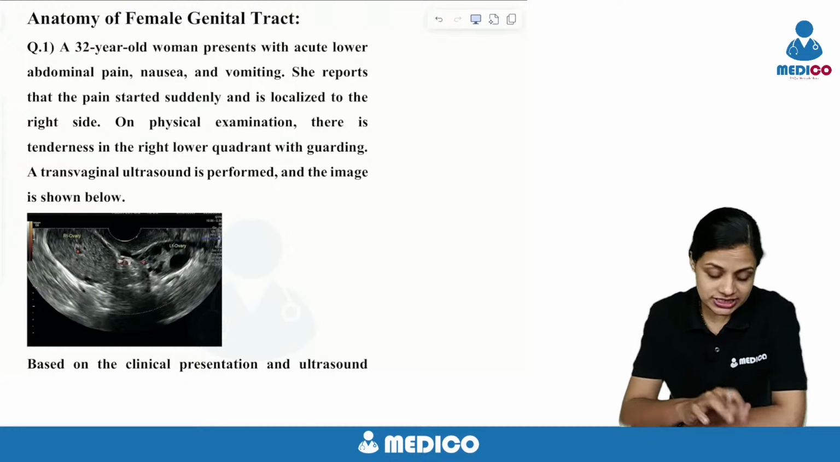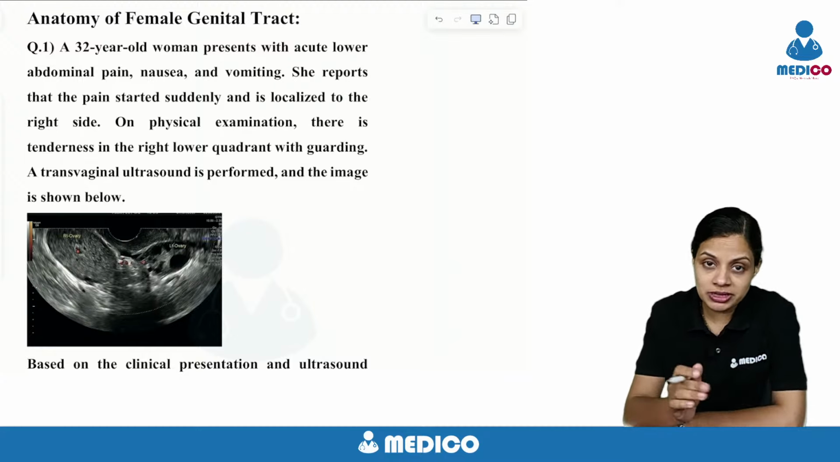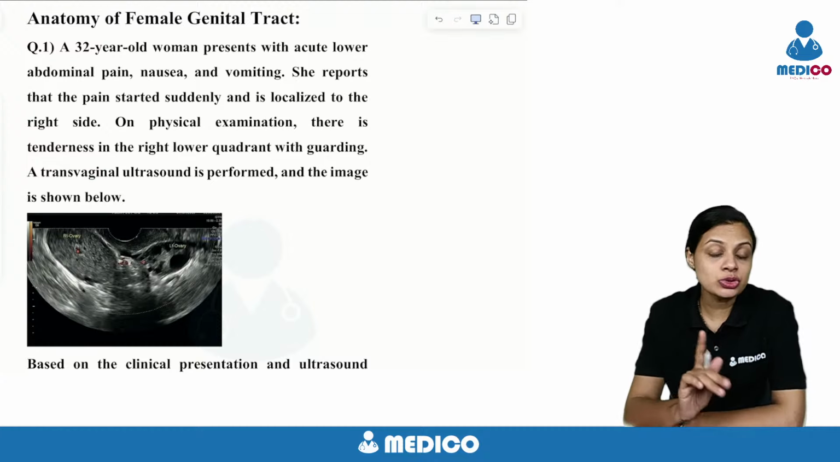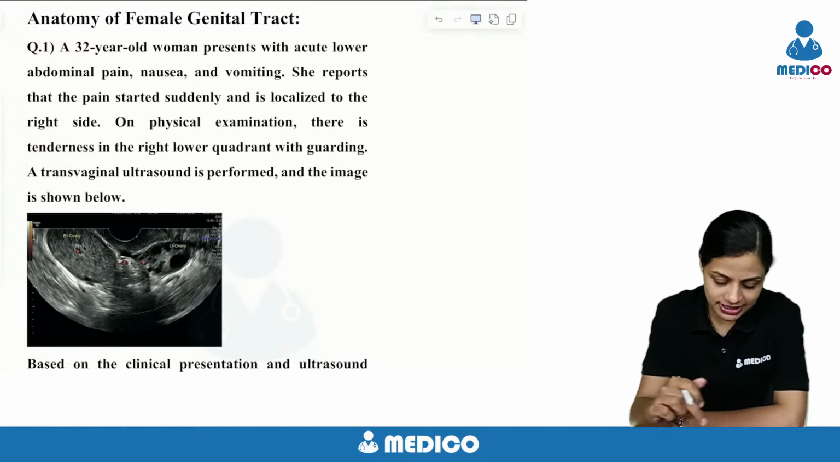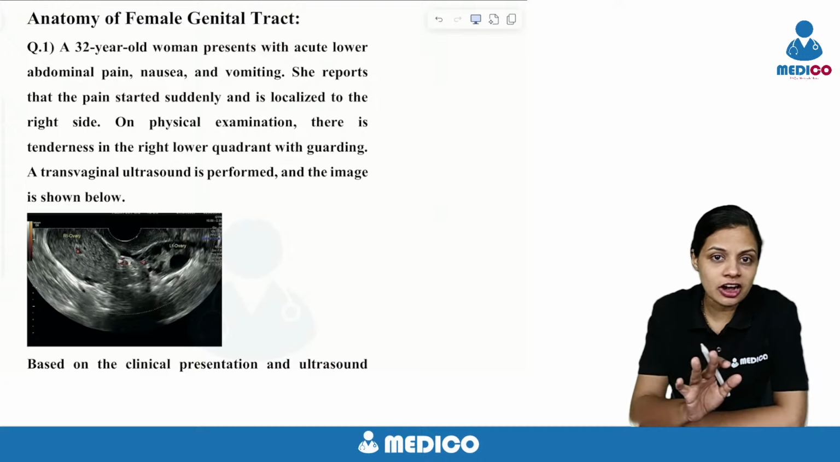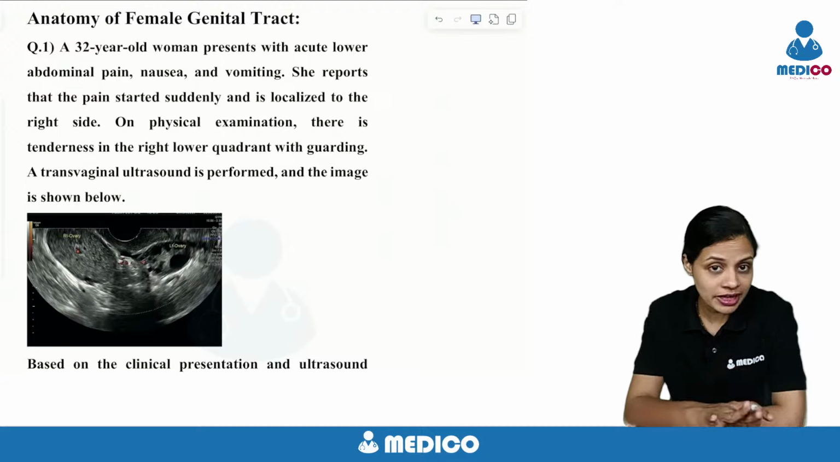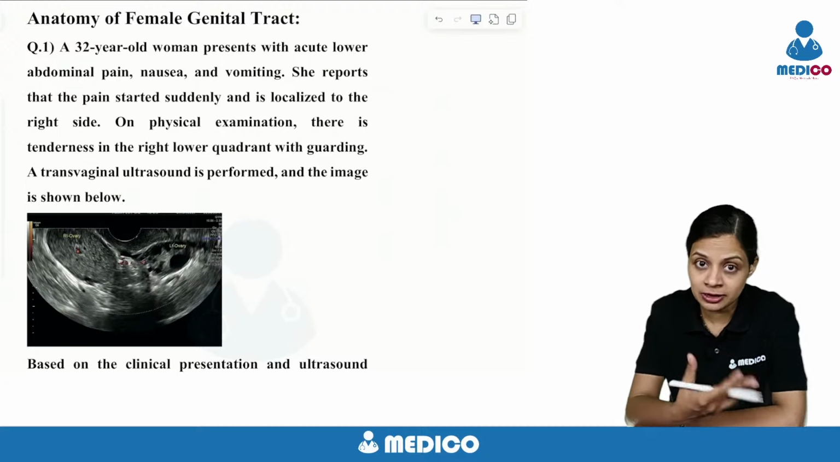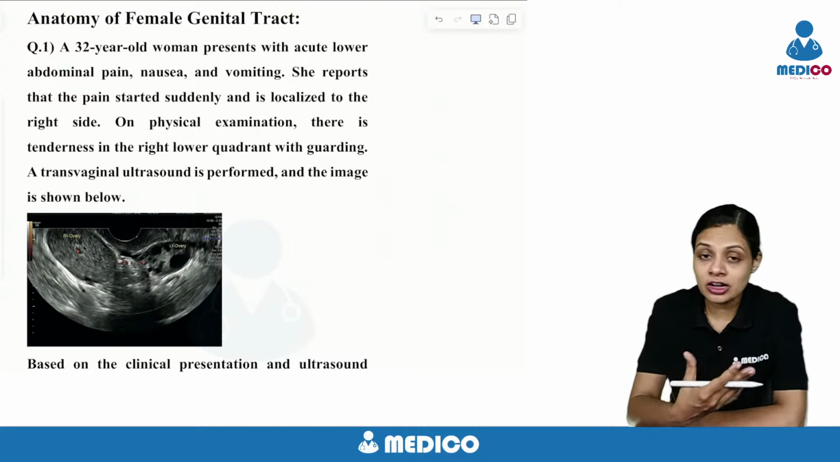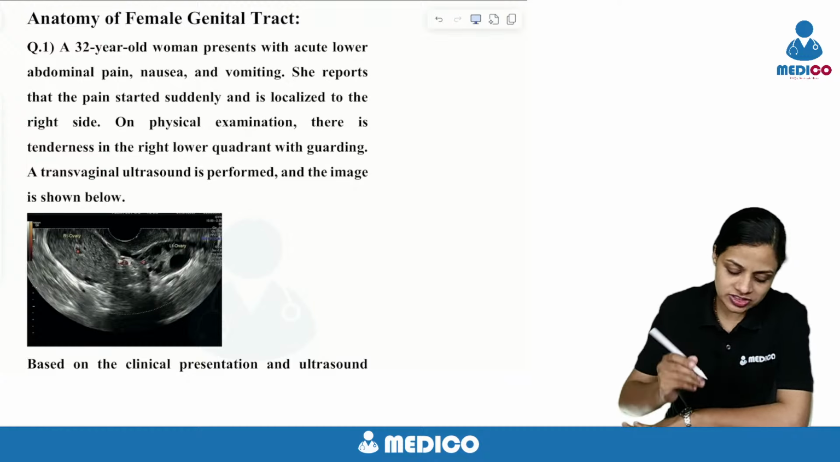Whenever you get a question like this, or whenever you have a woman in the reproductive age group who presents with abdominal pain, nausea, vomiting, the first diagnosis that should come to your mind is an ectopic pregnancy. But here, see how they have not mentioned anything with regards to the urine pregnancy test. If it is an ectopic pregnancy, in all likelihood the question will mention that a urine pregnancy test has been done, or they'll give something with regards to beta HCG. Nothing of that sort has been mentioned here. So let us look at the ultrasound picture.